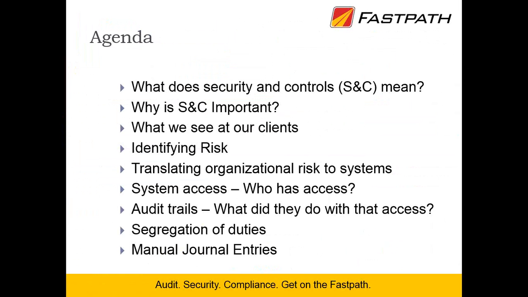So understanding who has access, systems access, audit trails, what did they do with that access, or change log audit trails, right? Segregation of duties, and then we'll talk a little bit about manual journal entries. Those last two items are things that the oversight board are really keying in on this year, and if they're keying in on it, it means the audit firms will, which means that you should be too. So we'll talk about not only those things at a high level, but how you can implement strategies around those different pieces in your own organization.